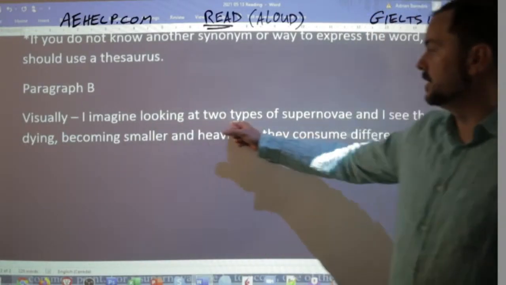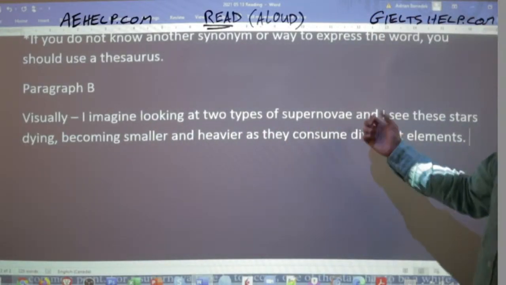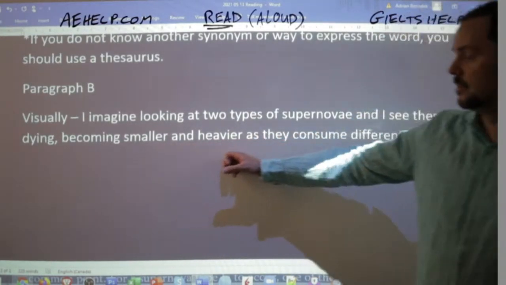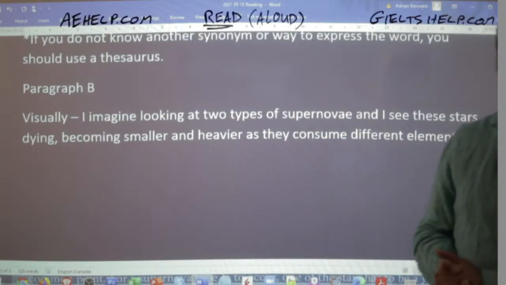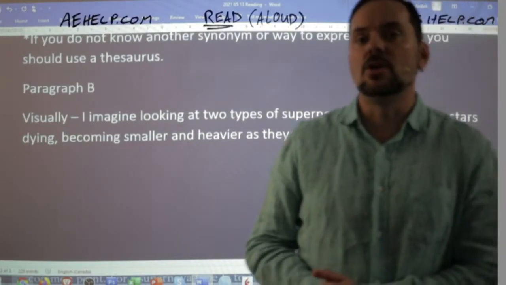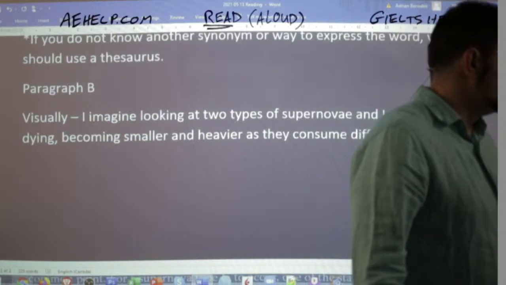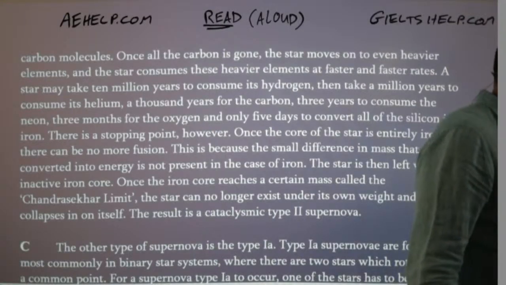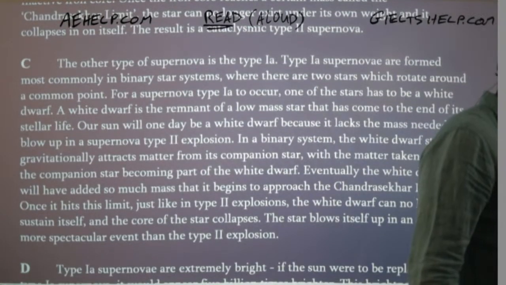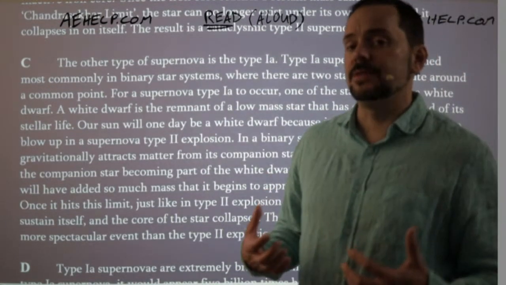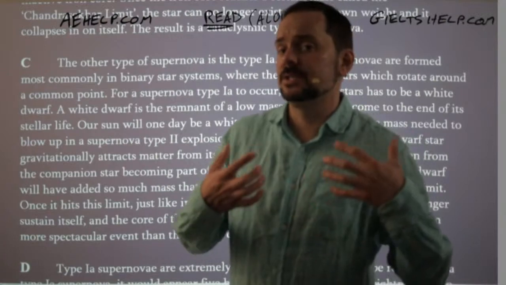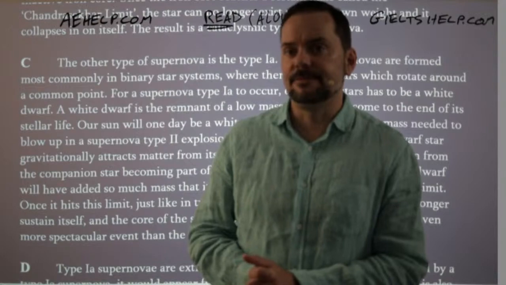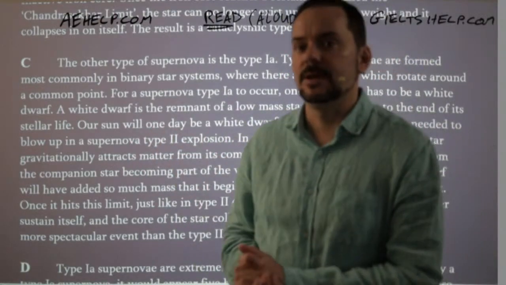I imagine looking at two types of supernovae eventually when they explode, and I see some stars dying, becoming smaller and heavier as they consume different elements like hydrogen and neon, okay? So you should be able to summarize that, and this is about the speed that you should be reading. All right, so let's keep going with this. Again, continue to imagine that you're this astronaut and visualize the information so that you can summarize it, okay?